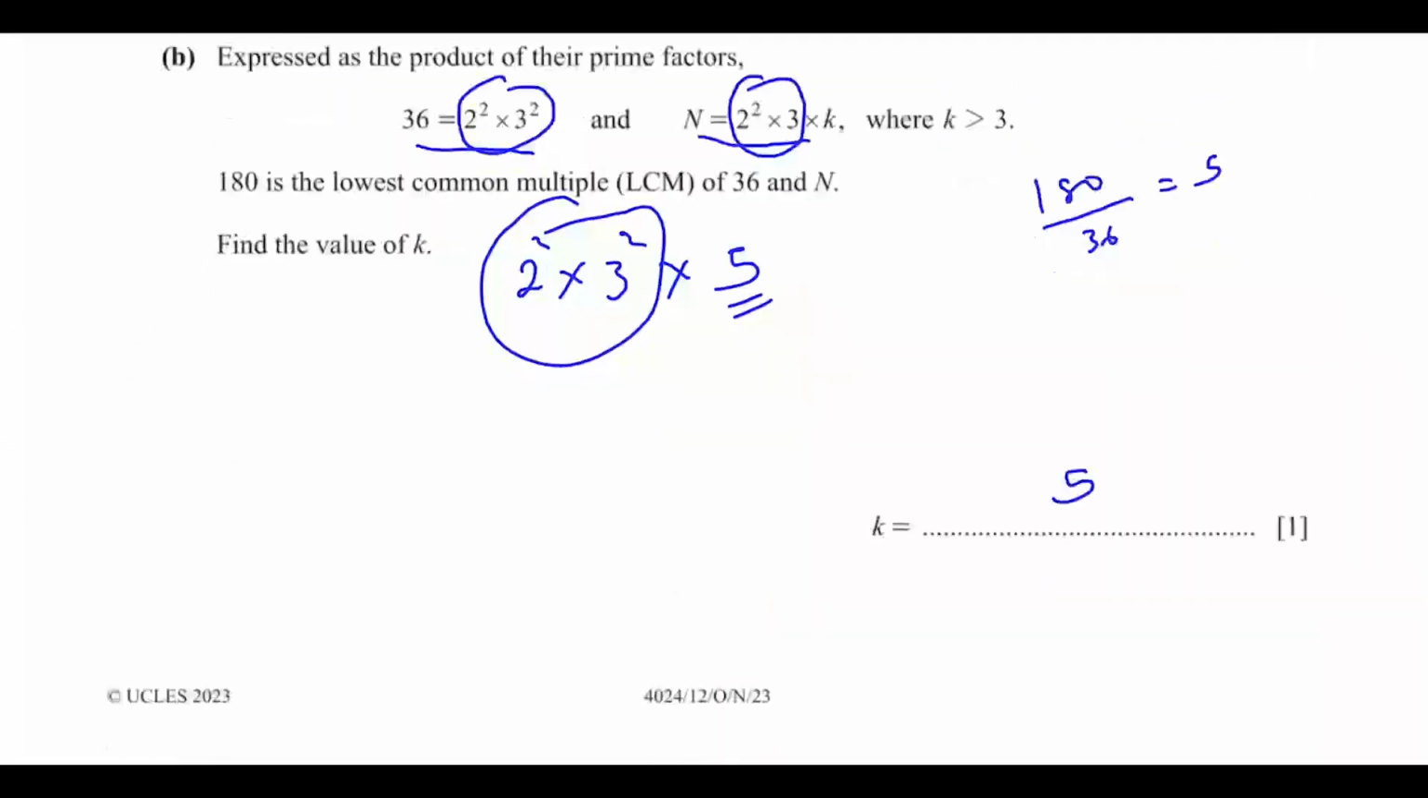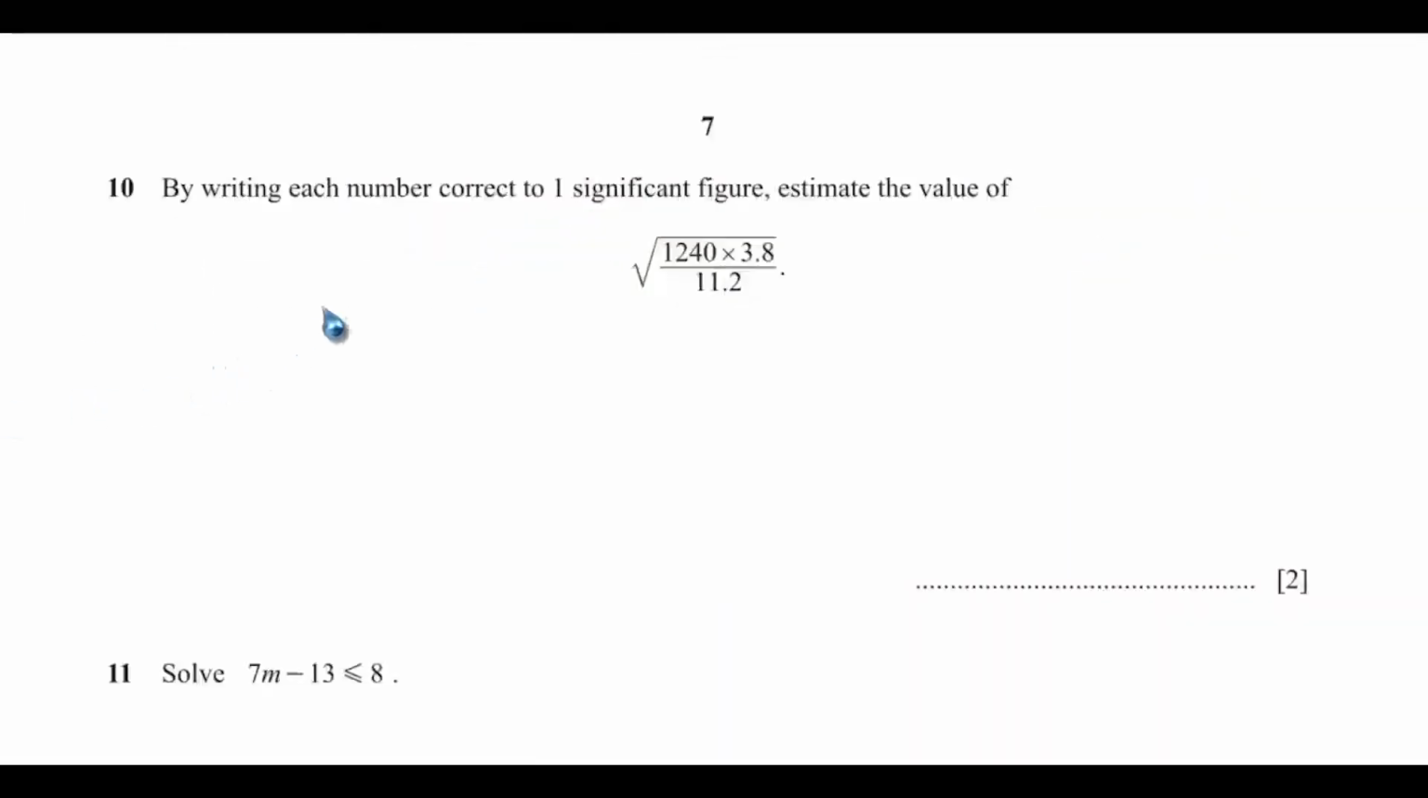So let's go to the next question. That should be question 10. By writing each number correct to one significant figure, estimate the value of this. So this is pretty easy. It will be 1000, that's 1000. So times this will be 4 over this will be 10.